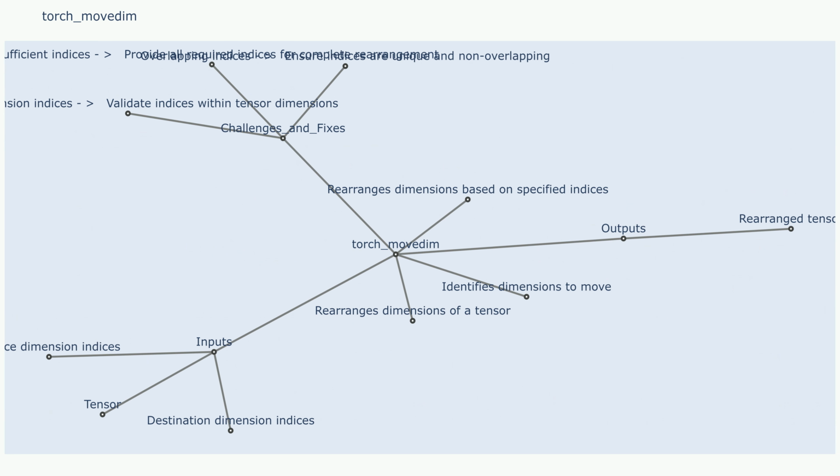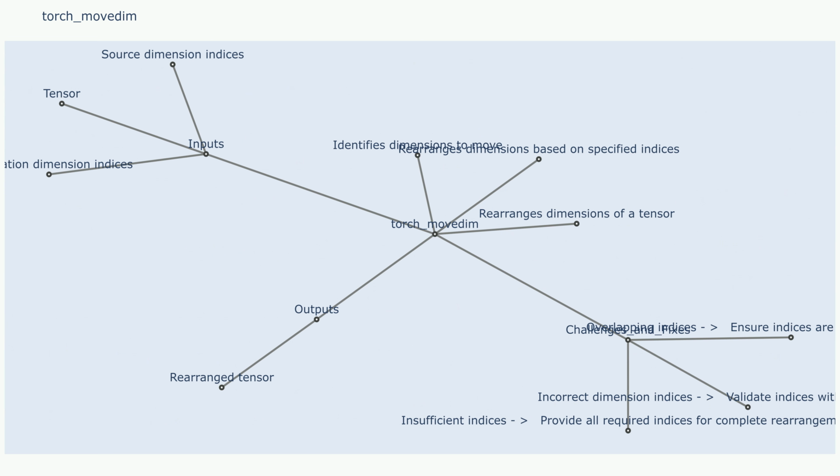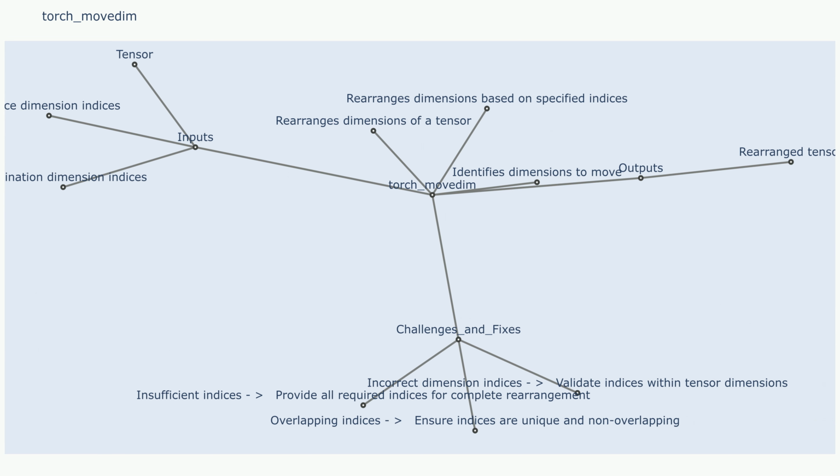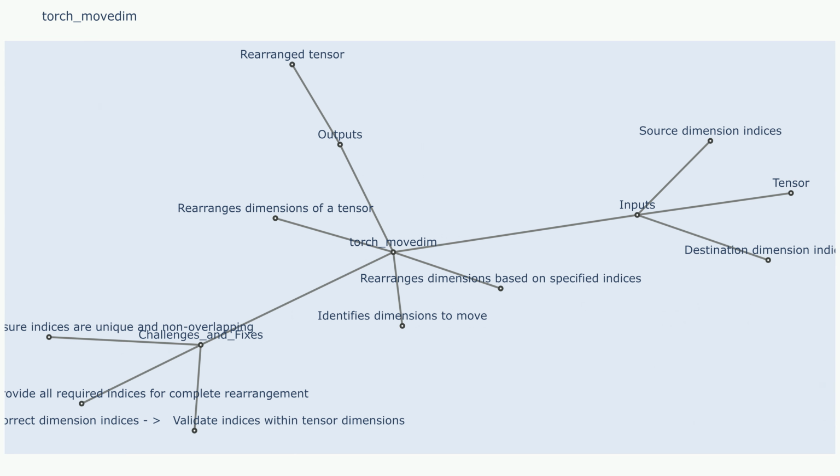Challenges and fixes. Challenge 1. Incorrect dimension indices. Providing incorrect or out of bounds indices for source and destination can lead to errors. Sample use case that resulted in challenge 1: attempting to move a dimension beyond the existing dimensions of the tensor. Fixes to challenge 1. Ensure that the source and destination indices are valid and within the range of the tensor's dimensions. Double-check the tensor's shape and the intended dimension movement.